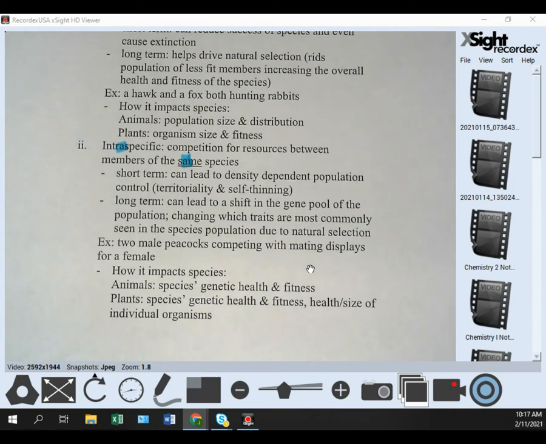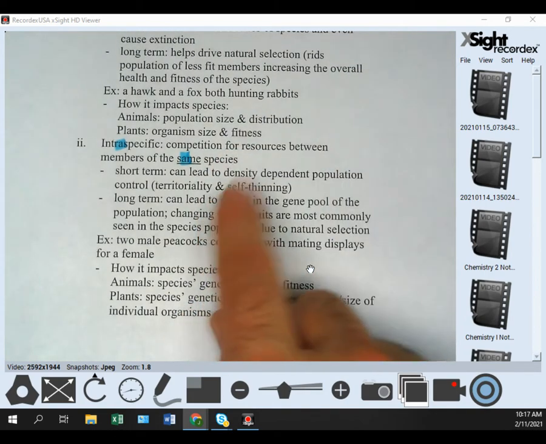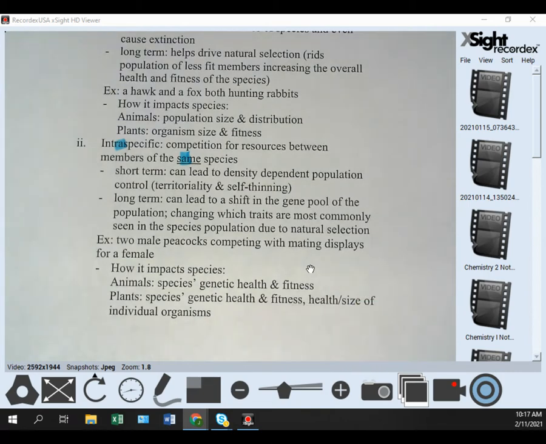So in other words, think about a dandelion, right? And it's got all the seeds, right? If all of those seeds were to just drop right at the base of the dandelion, then all of those seeds are competing with each other for nutrients, resources, sunlight, all that, right? So that would actually impact how big they can grow, how healthy they are, that kind of stuff. So here, competition within the same species can also affect the health or size of the individual organism.